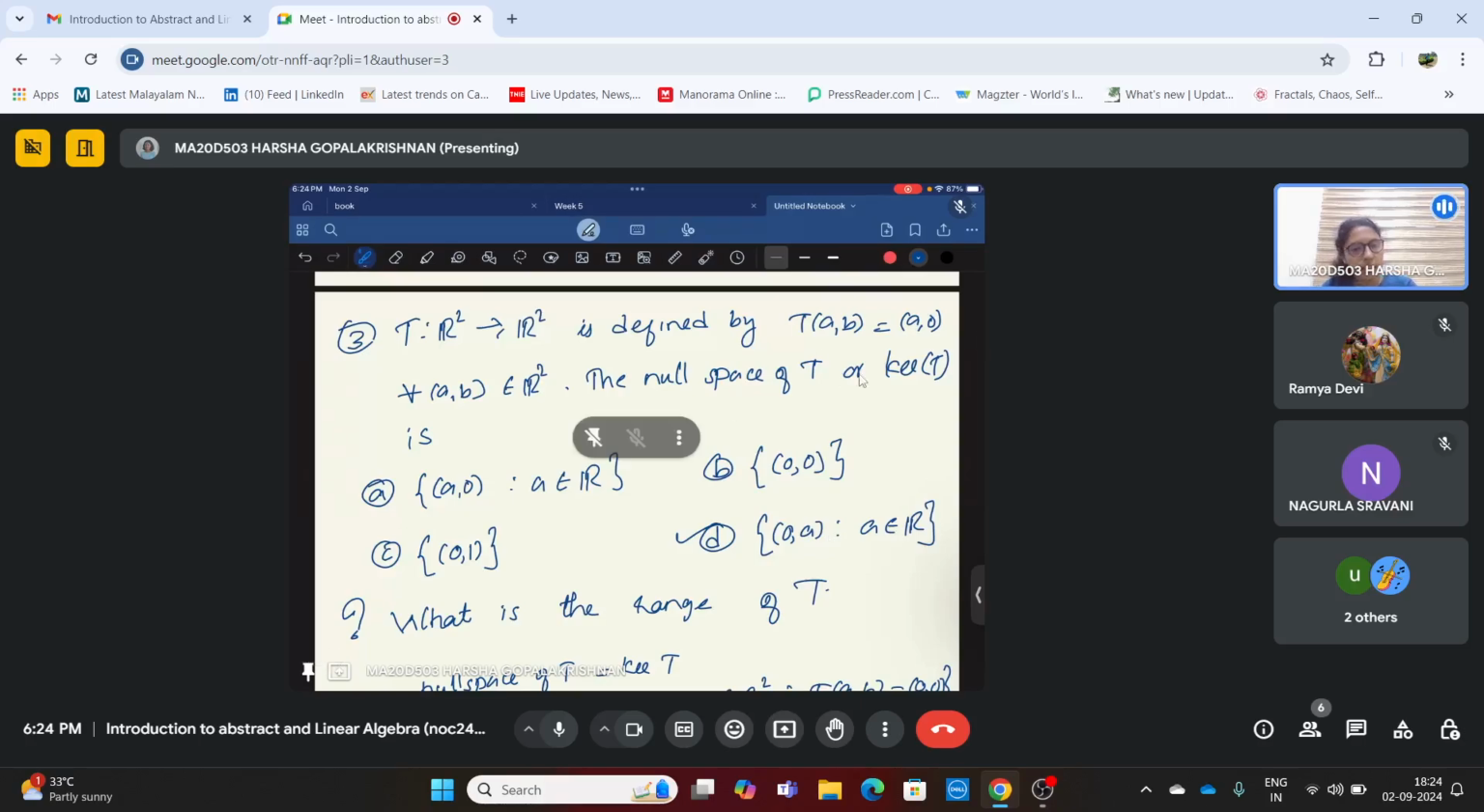Now what is the nullity here? Nullity means the dimension of the null space. Now tell me what is the nullity. That means the dimension of the space that we already found here. What is the dimension of this?